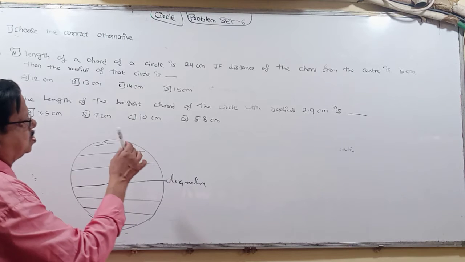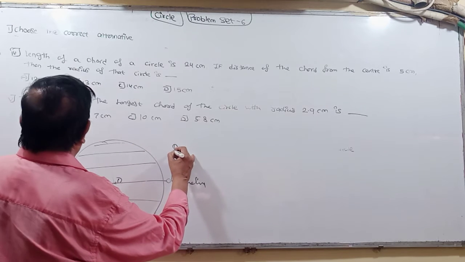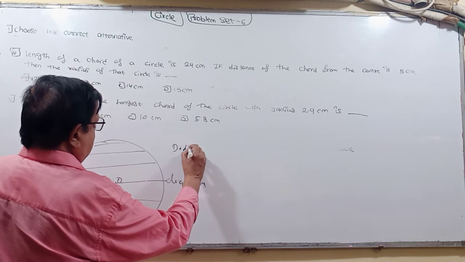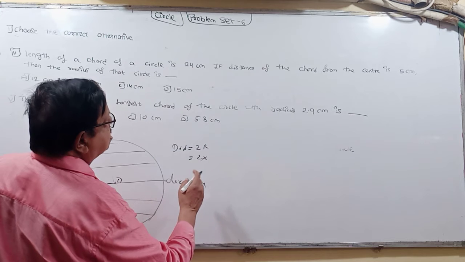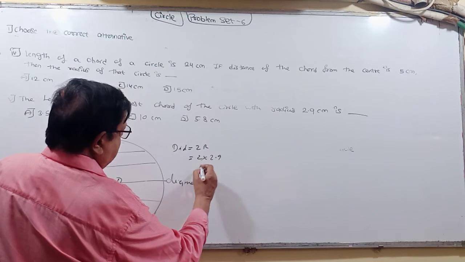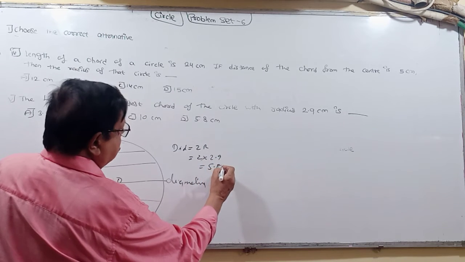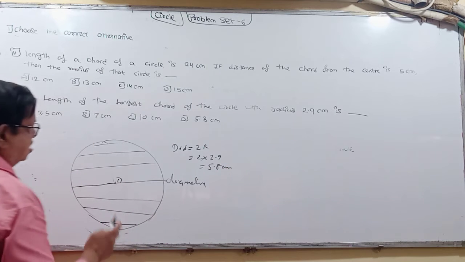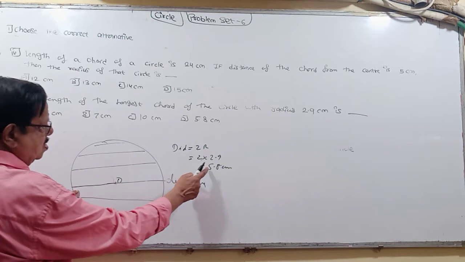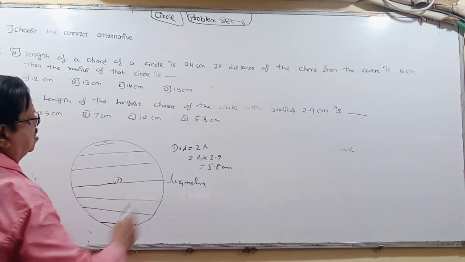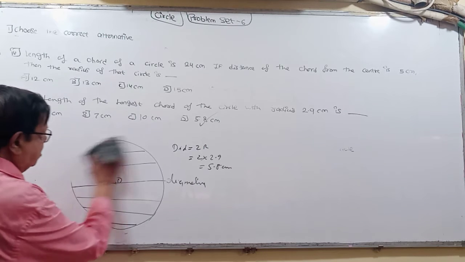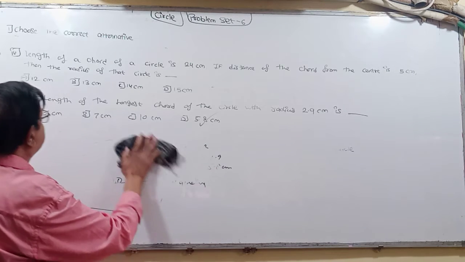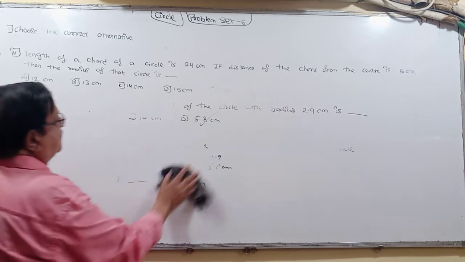So radius दिया है 2.9. Diameter is equal to twice radius. Equal to 2 into radius, कितना है 2.9, equal to 5.8 centimeter. Largest chord is diameter and diameter equal to 5.8. 5.8 दिया है and that is the answer. हो गया. Very simple. Largest chord is diameter and that is 5.8. ये भी हो गया.